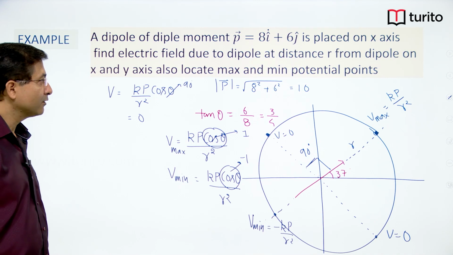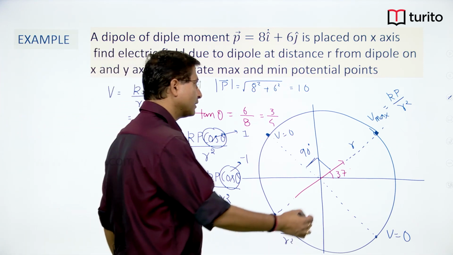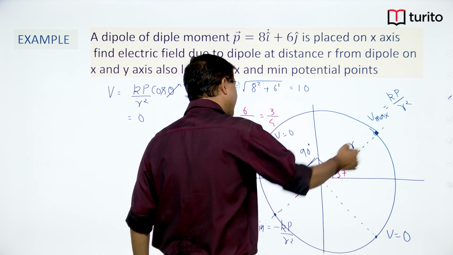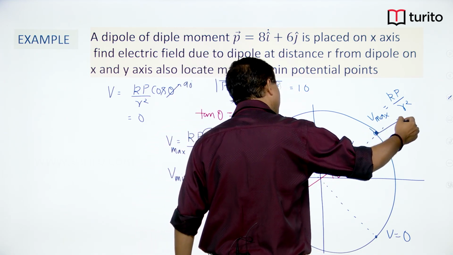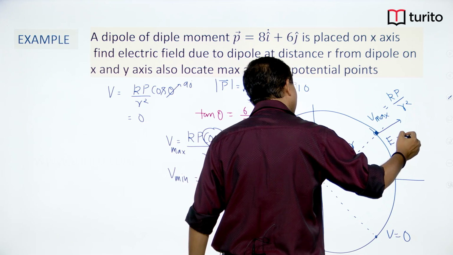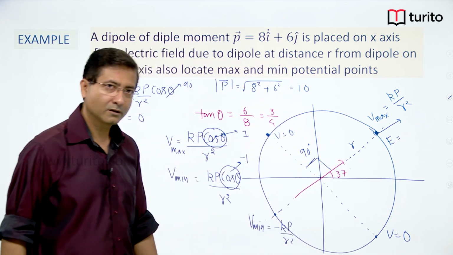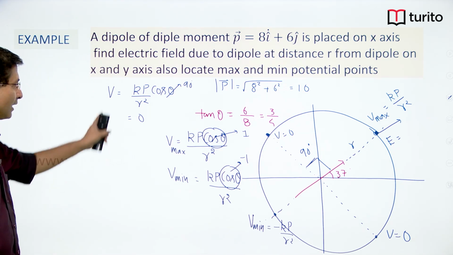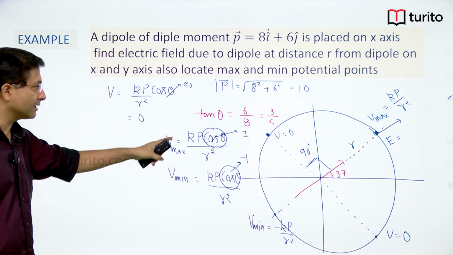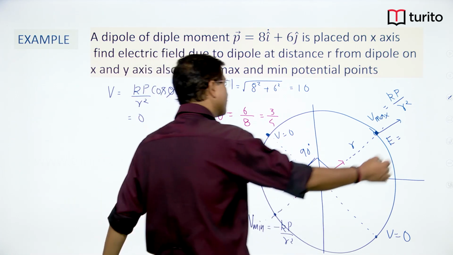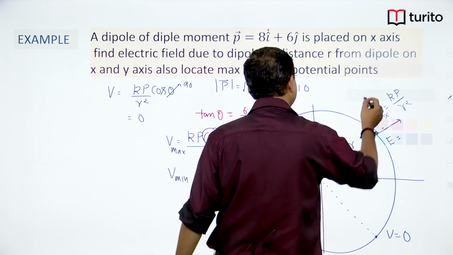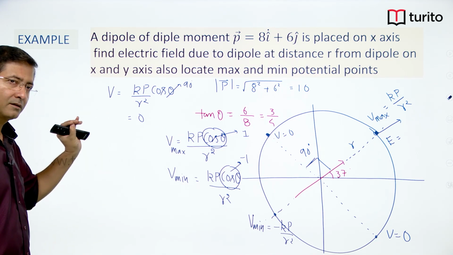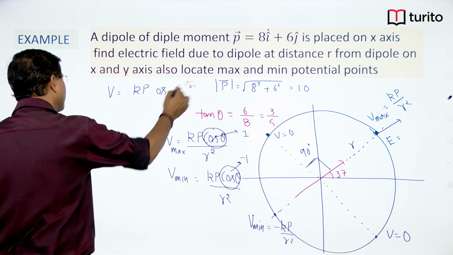If I ask what is the field at this particular point? On the axis, the direction of field will be like this, and the value is given by the formula for field. So I will erase this and write the expression for field there. So the location of maximum and minimum potential is clear. Now we talk about the field.